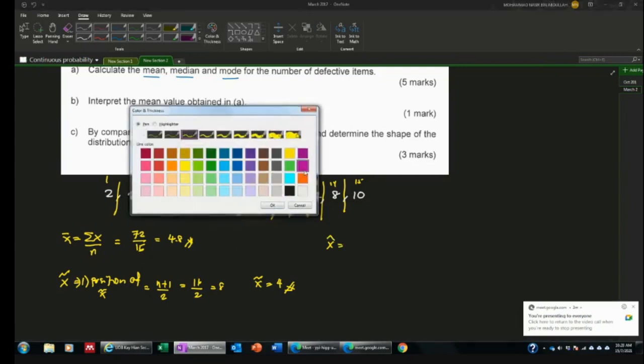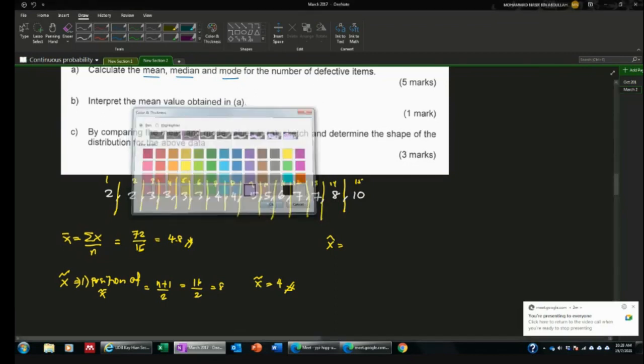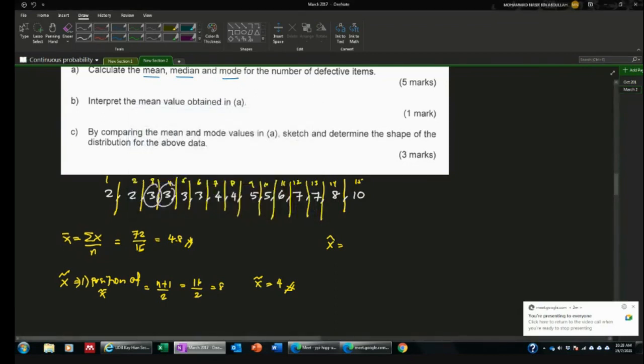We have number 3 ni kan. 3 ni ada 1, 2, 3, 4. Yang lain sikit saja kan. So mode will be equal to 3 defective item. Right? So 5 marks. Very simple question, 5 marks.